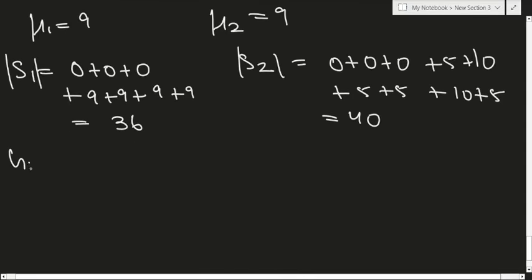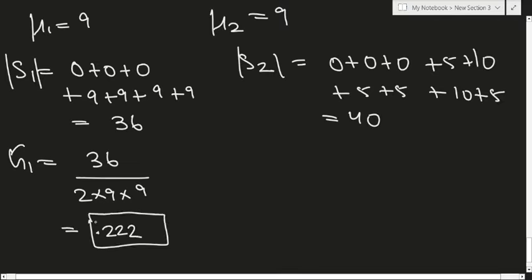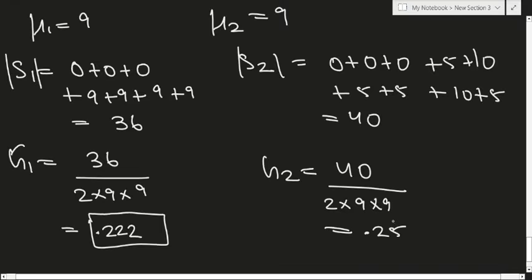So G1, the Gini coefficient for the first one, comes out to be 36 upon 2 into mean into n square, 9. That is 0.222. For G2, we have 40 upon 2 into 9, again 2 into mean into n square, which is 0.25.